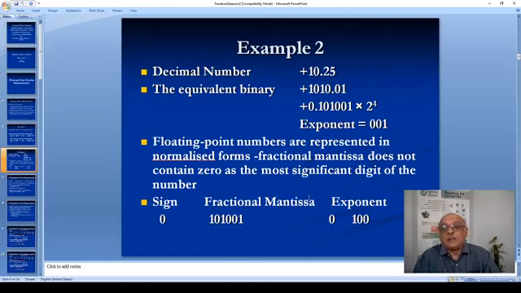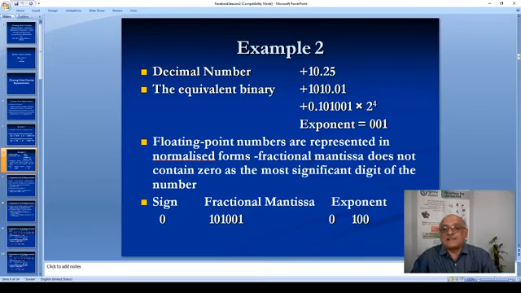So what do we do? Let's look at this with the help of another example. Suppose this time the decimal number is 10.25, and we want to represent this number with the help of binary floating point representation. The equivalent binary value of 10 is 1010, which you can calculate, and 0.25 is 0.01.